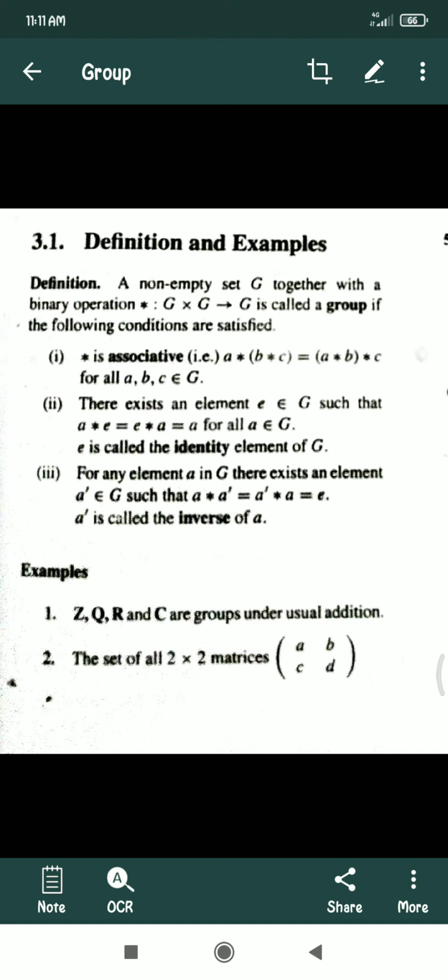Here we have examples of groups. The first examples are Z, Q, R and C, the sets of integers, rational numbers, real numbers and complex numbers. These are all examples of groups under usual addition. Another example is the set of 2 cross 2 matrices, which also satisfies the associative condition, identity condition and inverse condition.